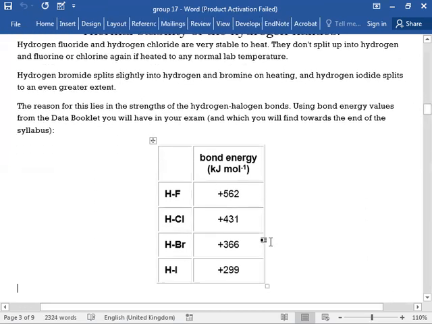We can also see this from the data of bond energy. HF has a very high bond energy. HCl has a little bit less bond energy. And HBr and HI, the bond energy tends to decrease. What might be the reason ये bond energy क्यों कम हो रही है?